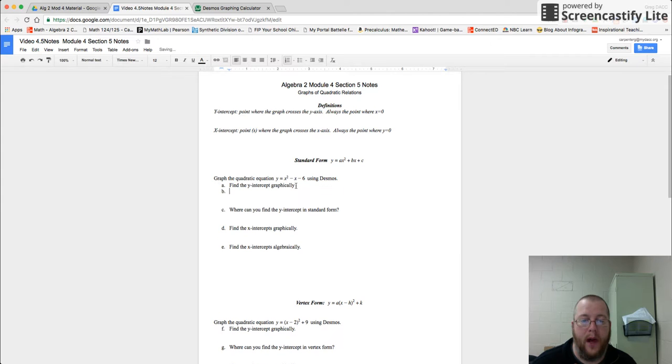What is the y-intercept graphically? Well, it was, of course, (0, negative 6). And we just got that right from the graph. Where can you find the y-intercept in standard form? So if I look at this equation, where do I see a negative 6? Well, if you notice, in standard form, it is the last number. It is always c. So in standard form, the y-intercept is always c.